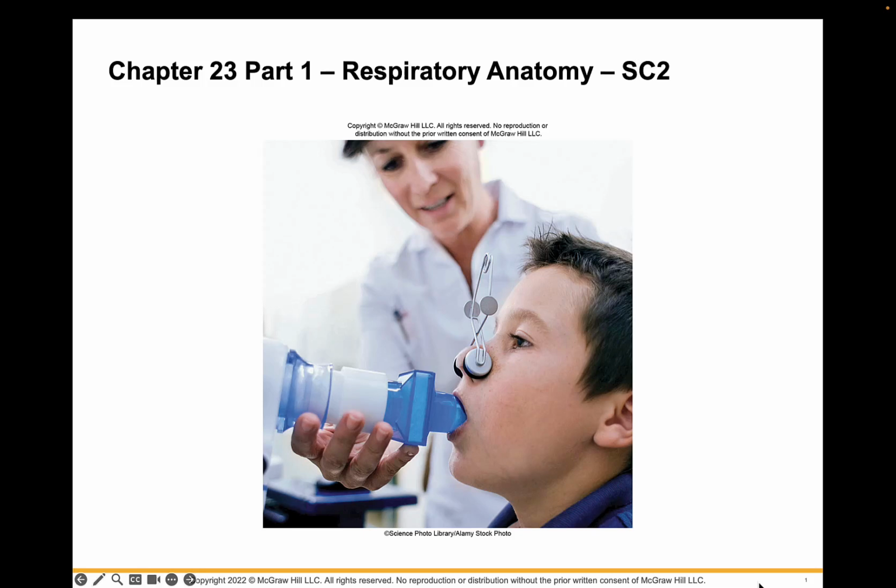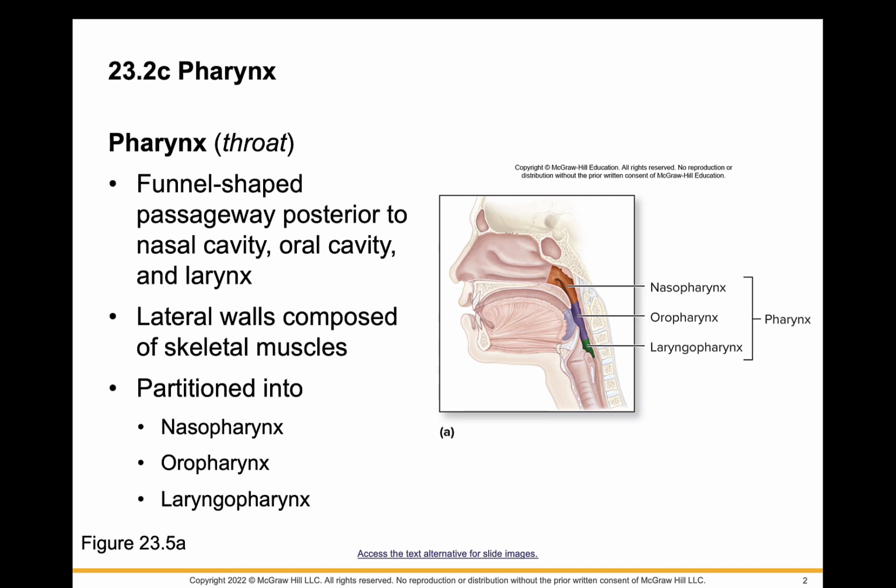Chapter 23, Respiratory Anatomy, Screencast 2. This screencast will be focusing on the remainder of the upper airway. The first structure that we'll look at is the pharynx.